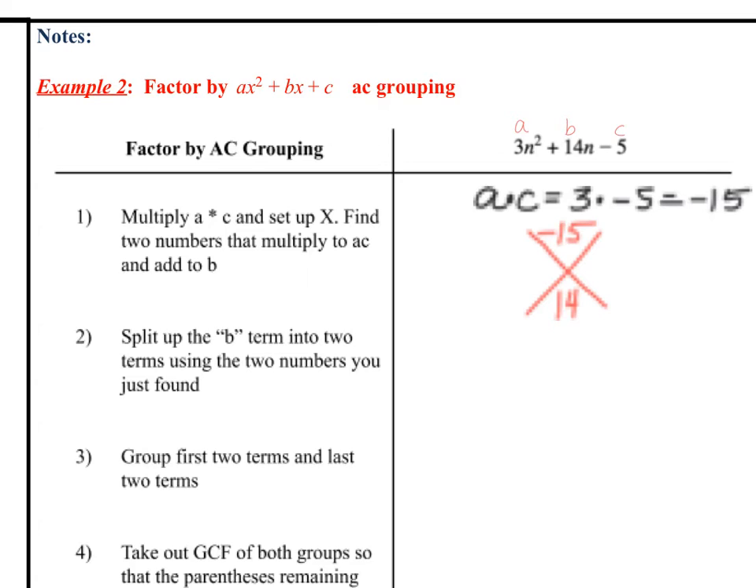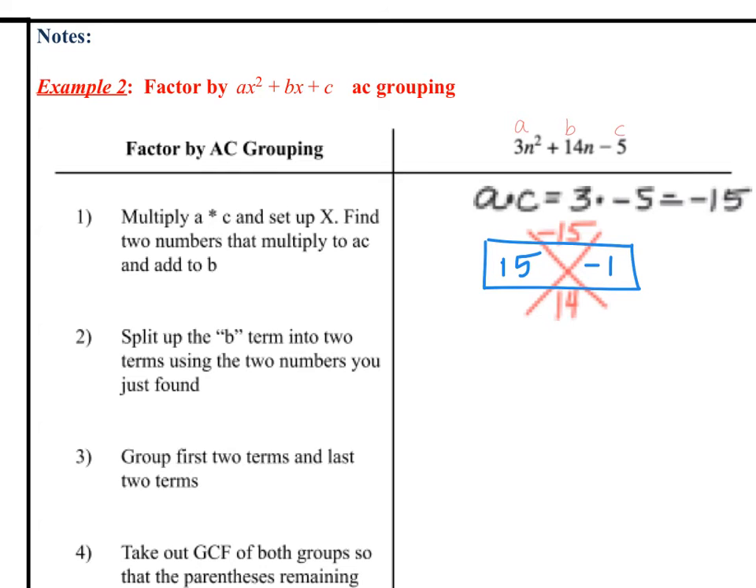Negative 1 and positive 15. Is that right? Yeah, okay. So I'm going to put 15 and negative 1. Those multiply to negative 15, add to positive 14. Those are the two numbers we're using. I put 15 on the left for a pretty specific reason. You're going to see why in a second.